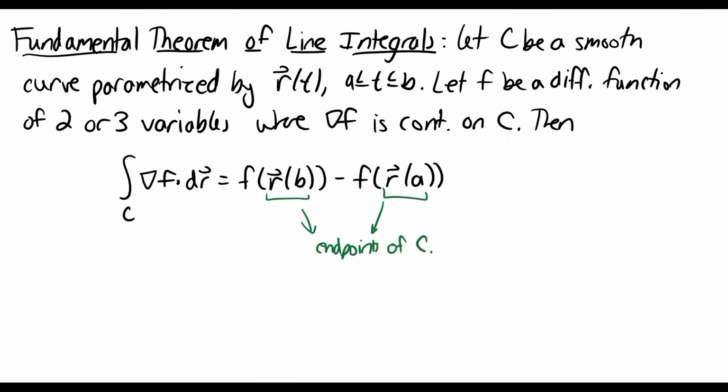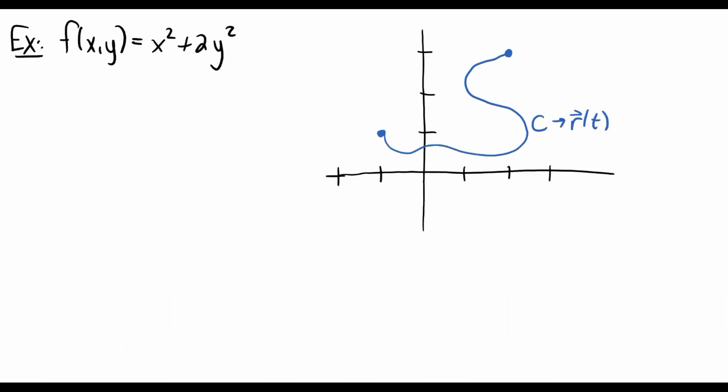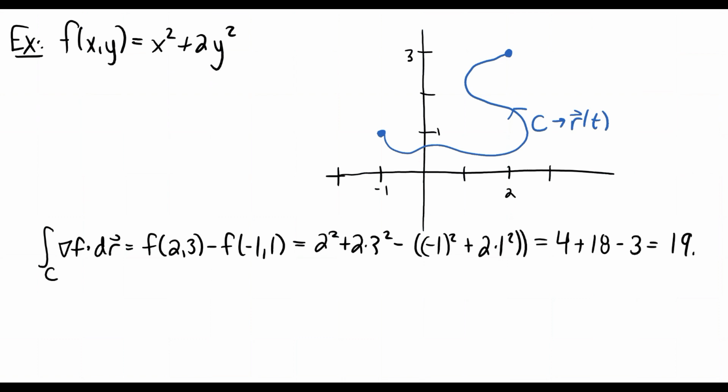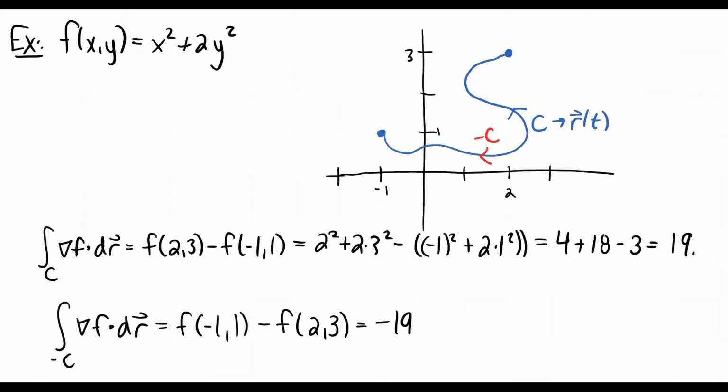Notice that this means that we can compute the line integral of a gradient if we only know the endpoints of the curve C. For example, suppose f of x, y equals x squared plus 2y squared, and r of t is the curve shown here connecting minus 1, 1 to 2, 3. To compute the line integral of the gradient of f along C, we can just plug the endpoints into f to evaluate this. We get f of 2, 3 minus f of negative 1, 1, which equals 4 plus 18 minus 3, which equals 19. Notice that having the correct direction is important. If I wanted to travel from 2, 3 to negative 1, 1, then the line integral would be f of negative 1, 1 minus f of 2, 3, which equals negative 19.